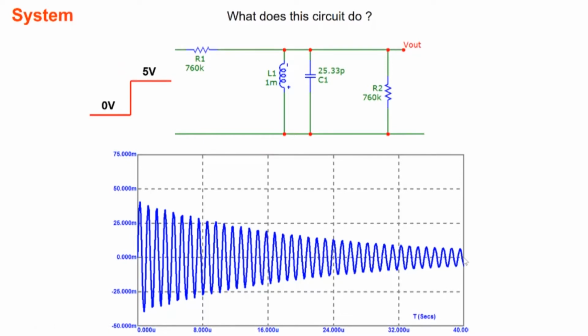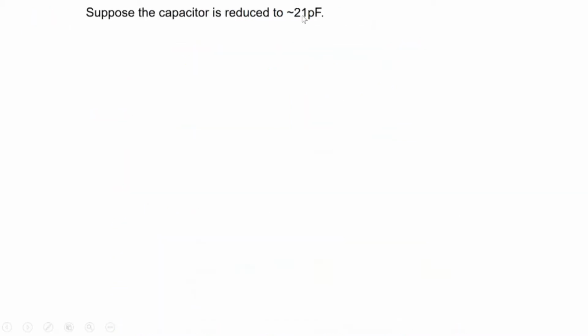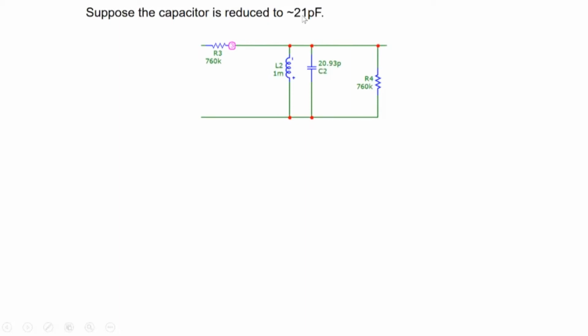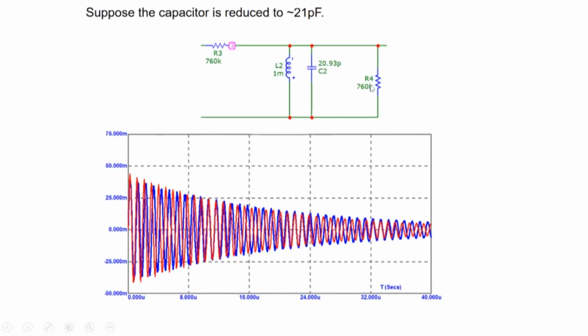So what we can say is that when you apply a step, the circuit breaks into some kind of oscillation, and the oscillations die down. And now if we ask the question, suppose we change C1, what happens here? So suppose we change C1 to 21 picofarad instead of 20.93 picofarad. And then we look at the response and we compare the two responses. Well, it's not so apparent what is really going on.